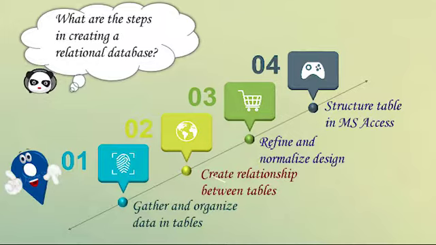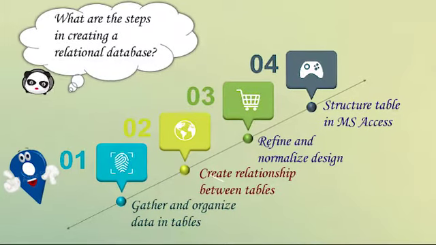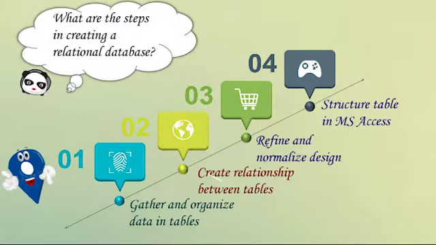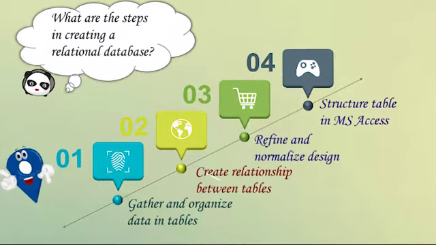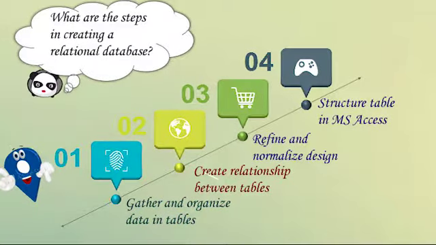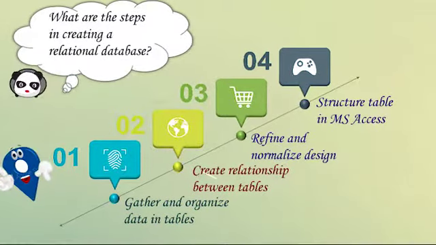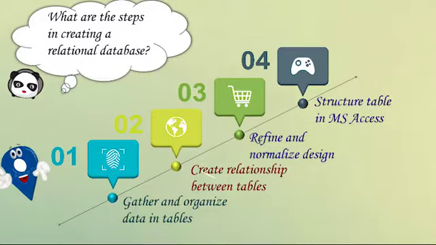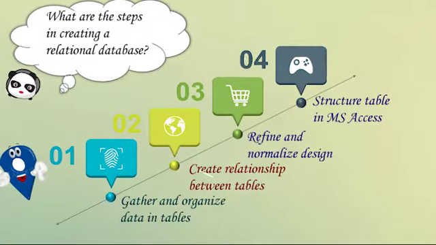The steps involved in creating a relational database are: 1. Gather and organize data in tables. 2. Create relationship between tables. 3. Refine and normalize tables. 4. Structure table in Microsoft Access. Let us go through step 1 in creating a relational database.